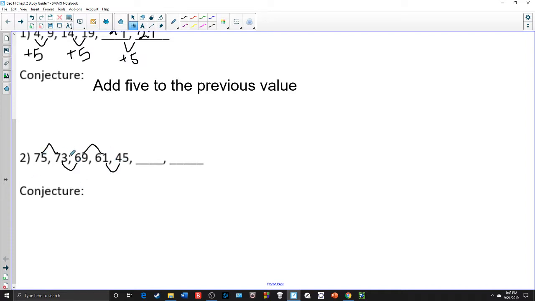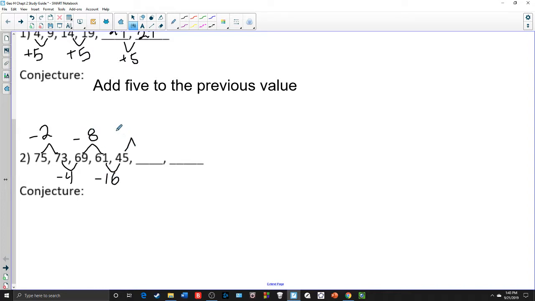So 75 to 73, well, the easiest way to do that would be minus 2. 73 to 69, well, that'd be minus 4. 69 to 61, that'd be minus 8. 61 to 45, that'd be minus 16. So we can probably see what's happening now. In this case, it's probably going to be the fact that we're subtracting twice as much each time. So we'll go minus 2, then minus 4, then minus 8, then minus 16.